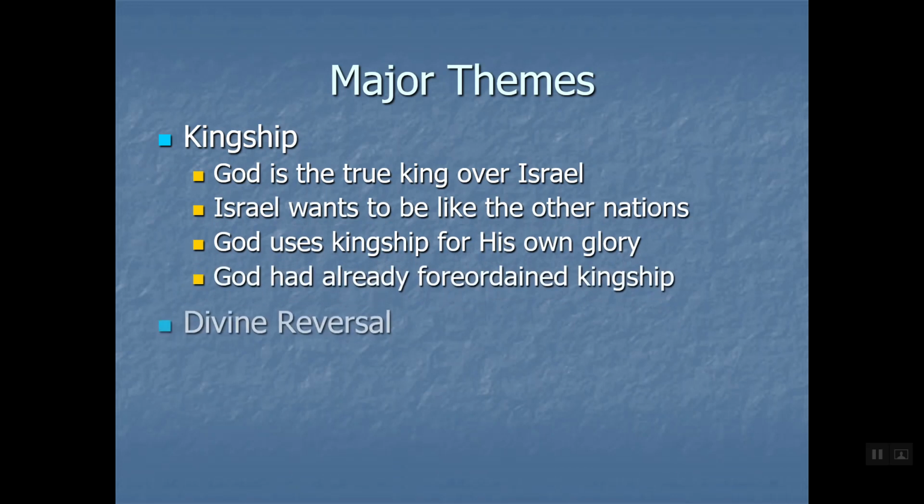Israel wants to be like the other nations. God will use kingship for his own glory, despite Israel being wicked and asking for it. We already mentioned he foreordained it. And the last theme, I would say, is divine reversal. I mean, that's a key part of 1 Samuel.